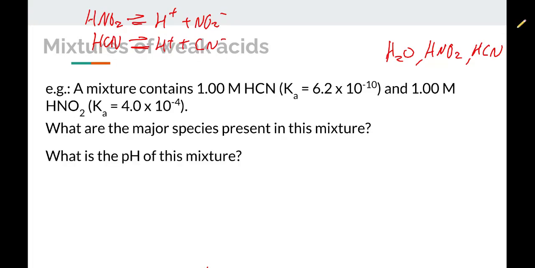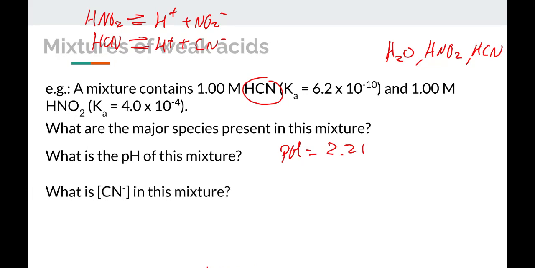What if we wanted to know what the pH of this mixture was? Well, because HCN is a much weaker acid, about 1,000,000 times weaker, that means most of the H+ is going to come from HNO2. And before, we found out that a 0.1 molar solution of HNO2 is going to produce a pH of 2.21. So that's going to be the case here as well. The HCN is just not going to produce enough H+ to even make a difference in that value.